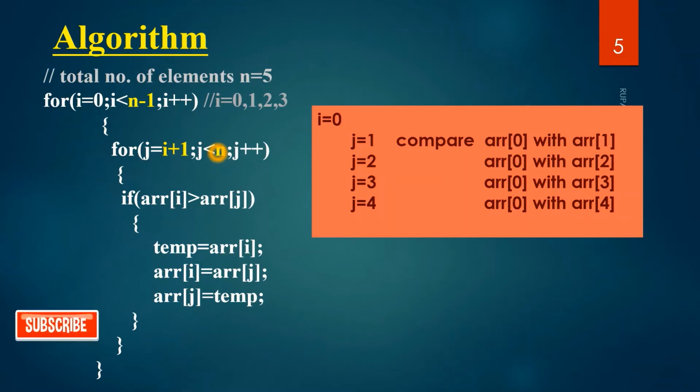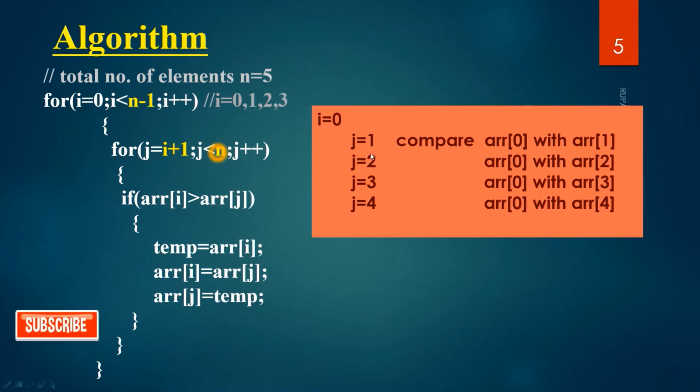Now this is the logic for swapping. Take one temporary variable and store the value of arr[i] in that temporary variable. Now store the value of arr[j] into arr[i], and then store the temporary variable's value into arr[j]. In this way, swapping will be done.